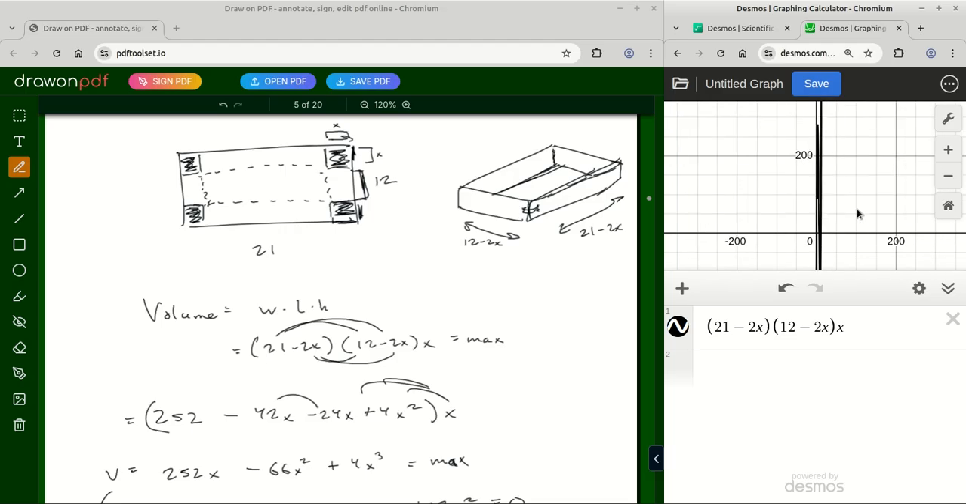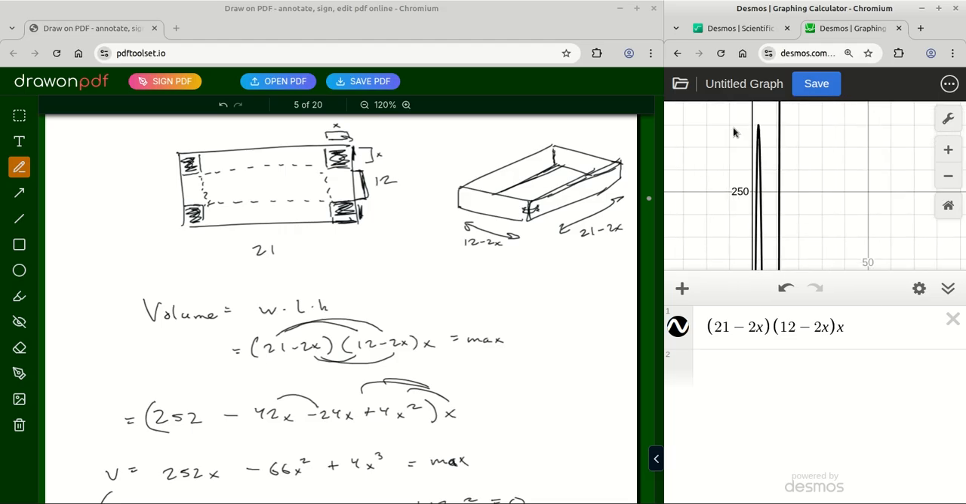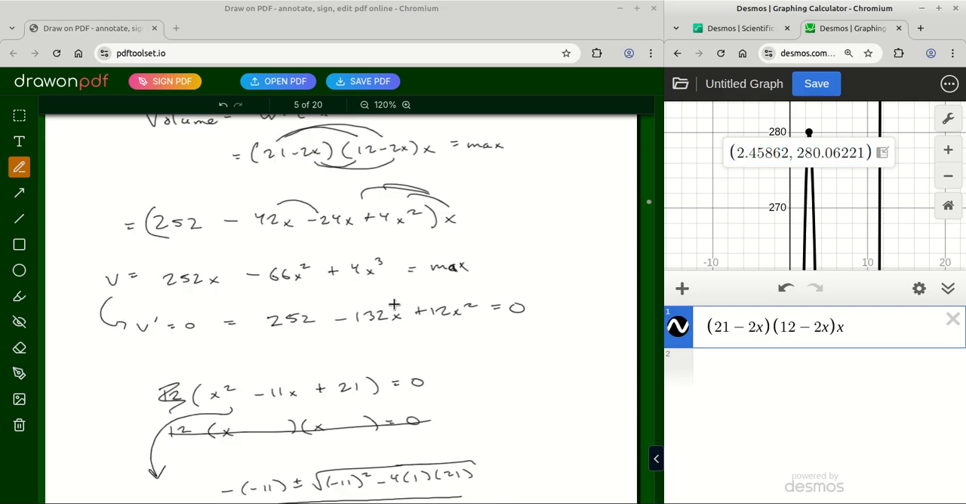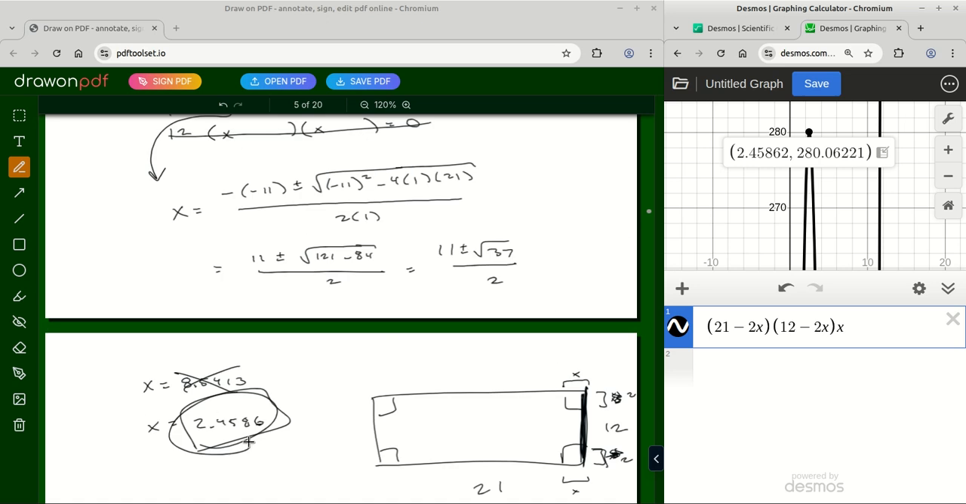Scroll out. Okay. You see this right here, this point right there? There it is. 2.4 whatever. Didn't I just get that? There it is, see? Okay, well that was pretty easy. Now you know what to do.